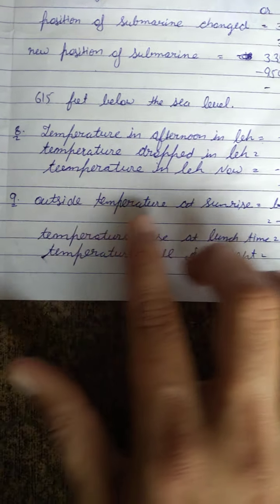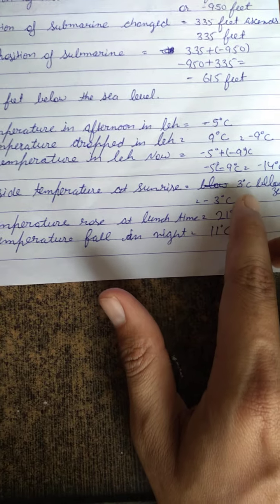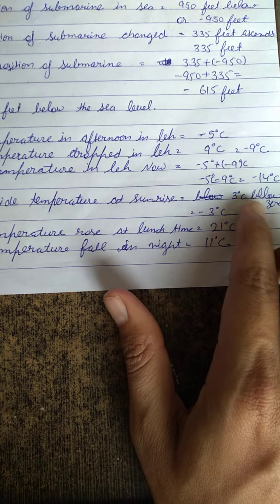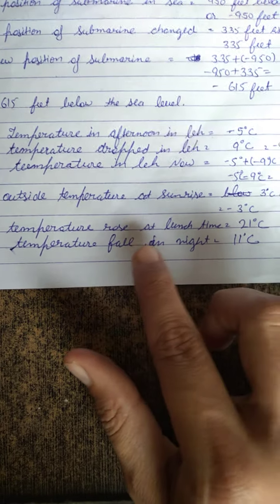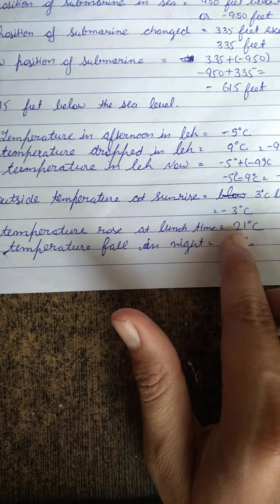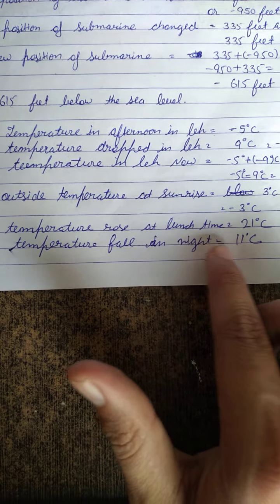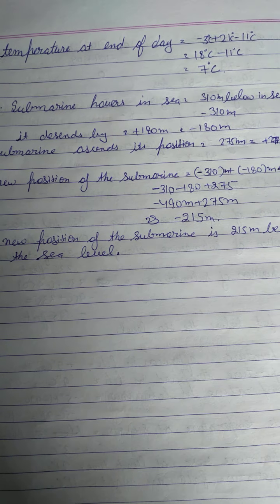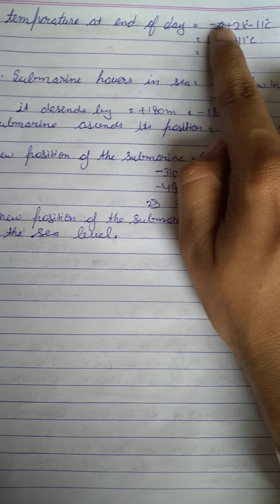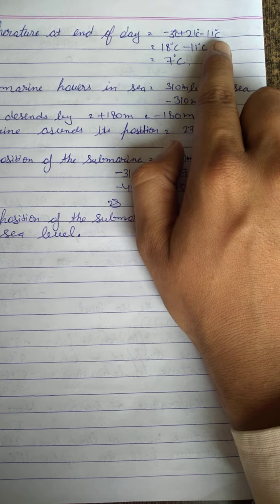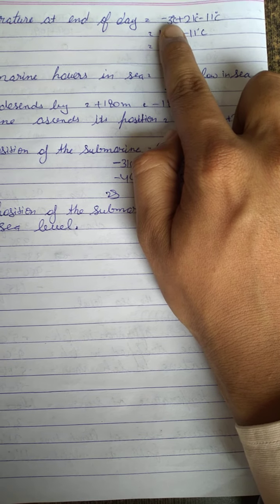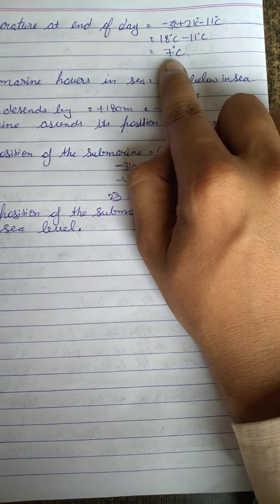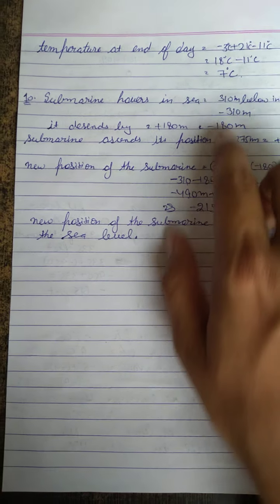So in the ninth sum, the outside temperature at sunrise is below 0, that is minus 3 degrees Celsius. The temperature rose at lunch time by 21 degrees Celsius. The temperature fell at night by 11 degrees Celsius. So we find the temperature at the end of the day: minus 3 degrees Celsius plus 21 degrees Celsius minus 11 degrees Celsius. Firstly we solve minus 3 and 21, that is 18 degrees Celsius, minus 11. 18 minus 11 is 7 degrees. So the temperature at the end of the day is 7 degrees Celsius.